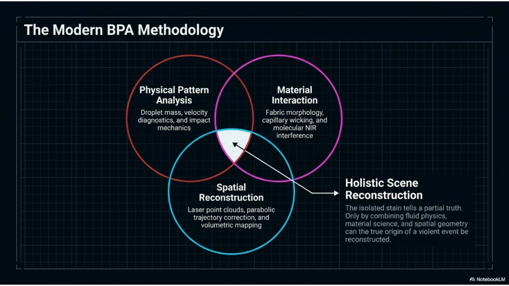Only by integrating all three, fluid physics, material science, and spatial geometry, can the true origin of a violent event be holistically reconstructed.